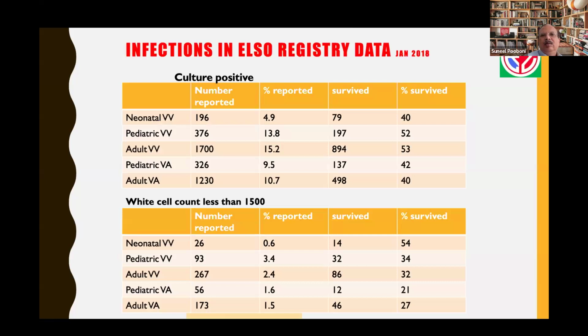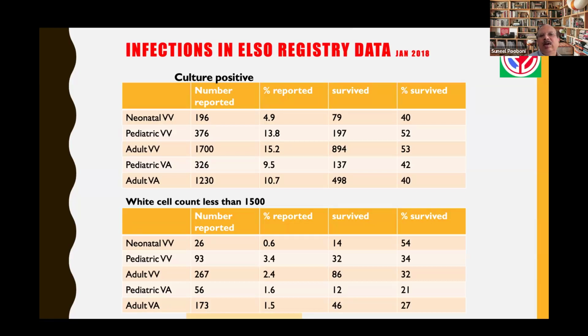These infection rates, prevalence, and various numbers like full blood counts and neutrophilic response, etc., have been recorded in the ELSO registry for the past 50 years. This is part of the data we submit to the ELSO registry.